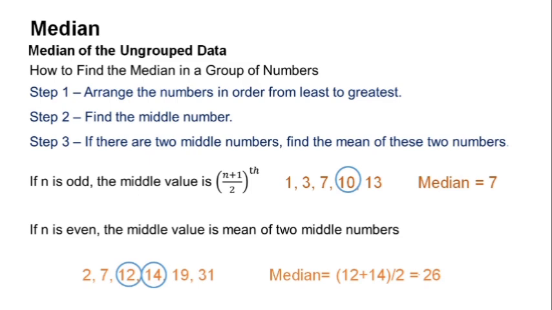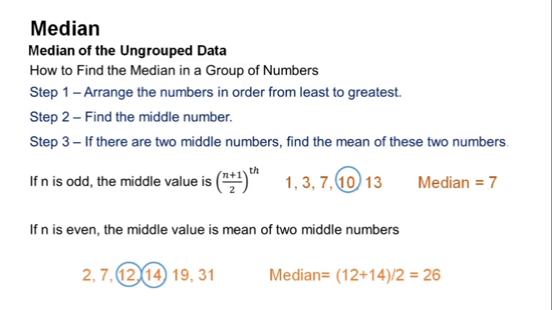Once you locate the middle number, if there are two middle numbers, find the mean of these two numbers. There will be two middle numbers when n is even. When n is odd, you can easily locate a single middle number. In case n is even, you have to take the average of the two middle values.